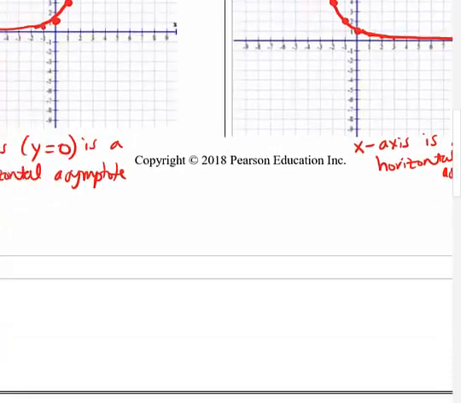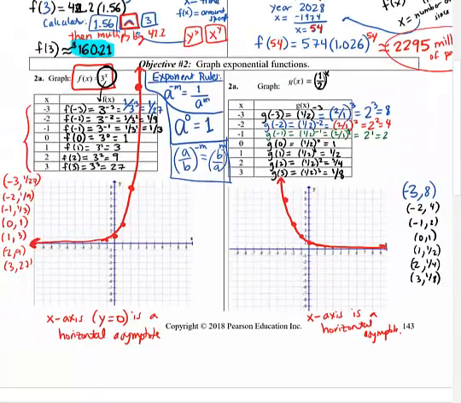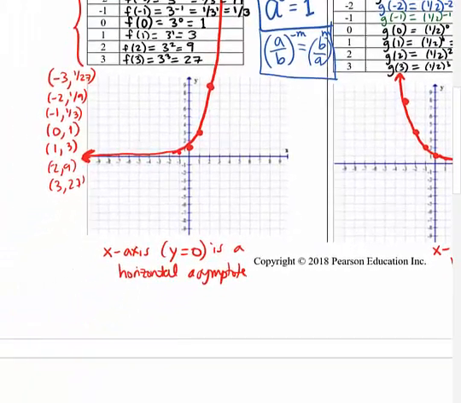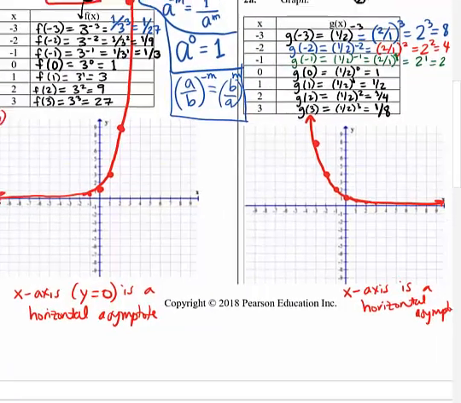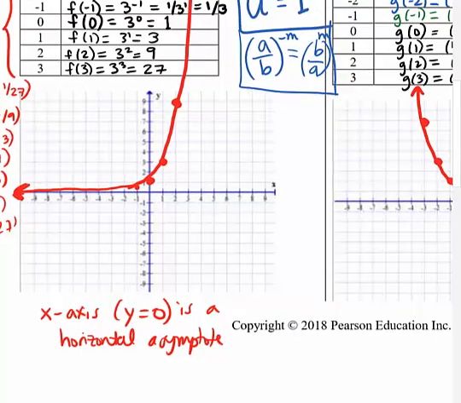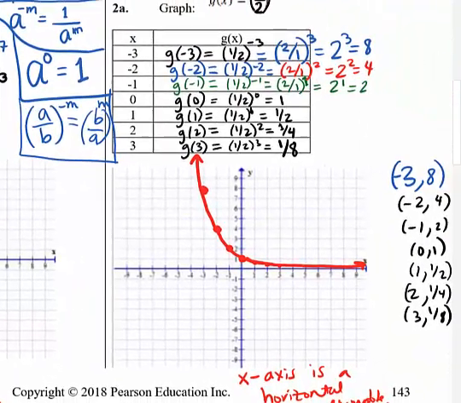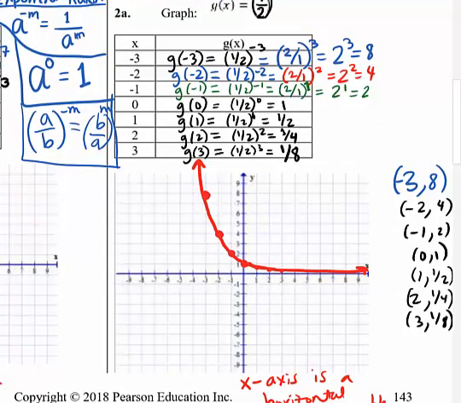We don't have it written down anywhere here, but we should probably point this out. We'll write it at the bottom of this page, because it's right next to the graphs. Notice these two graphs look really similar. They look like mirror images. In part 2a, when we had a base of 3, it got closer to the x-axis on the left side, but on the right side it shot up to infinity. But the other one, when it was a half to the x power, shoots up to infinity on the left side and gets closer to the x-axis on the right side.